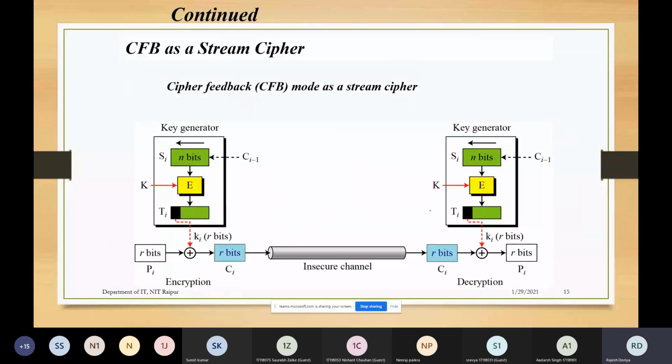As I told you, this can be considered a stream cipher because we have the liberty to choose for how many bits we want to perform this operation. It is up to us how many bits we want. If the number of bits is small, then we can say that this particular operation behaves like a stream cipher.